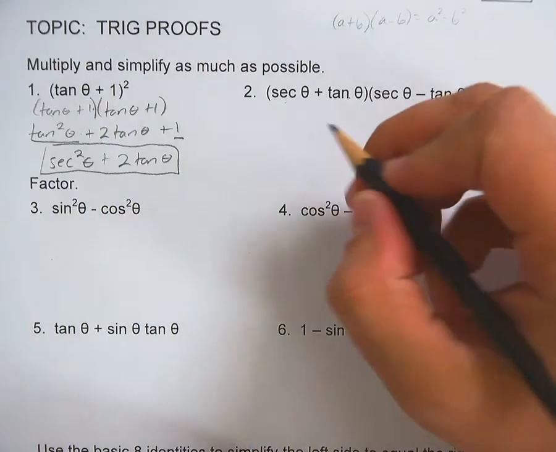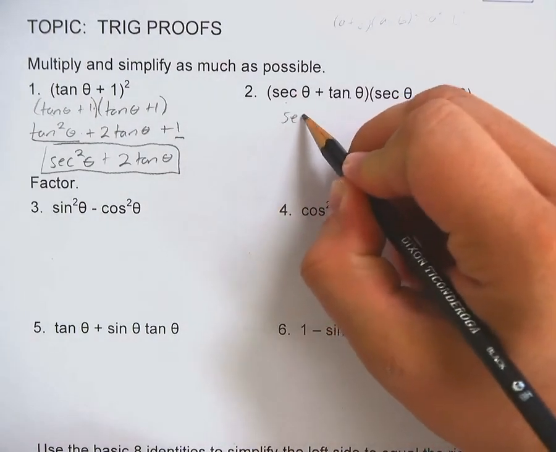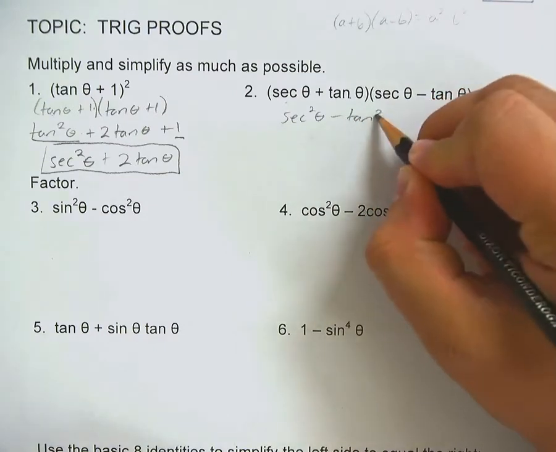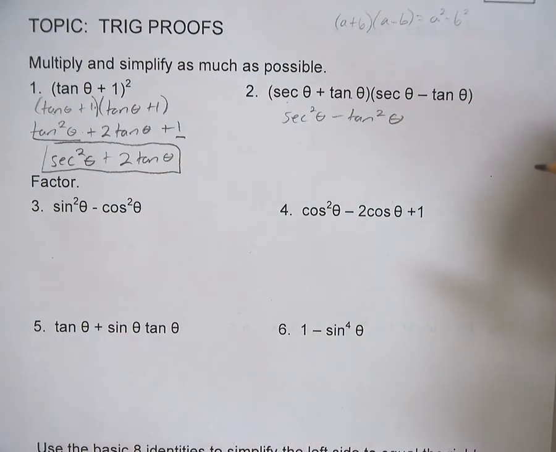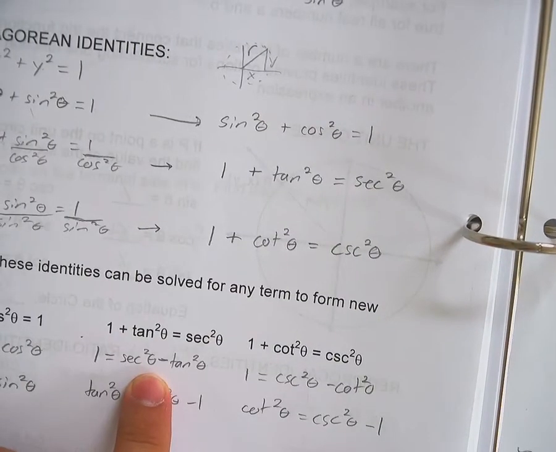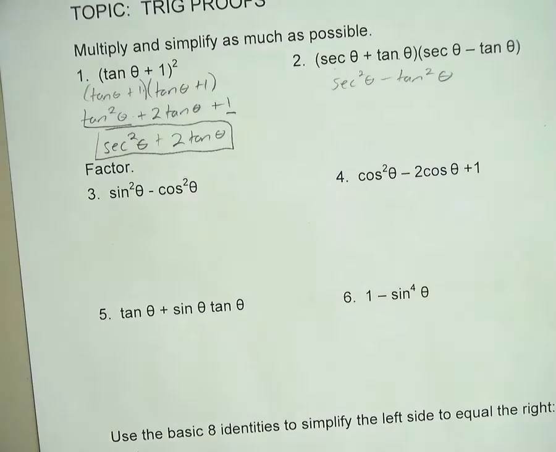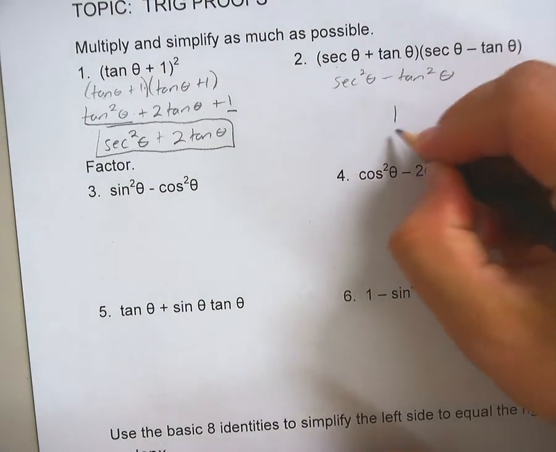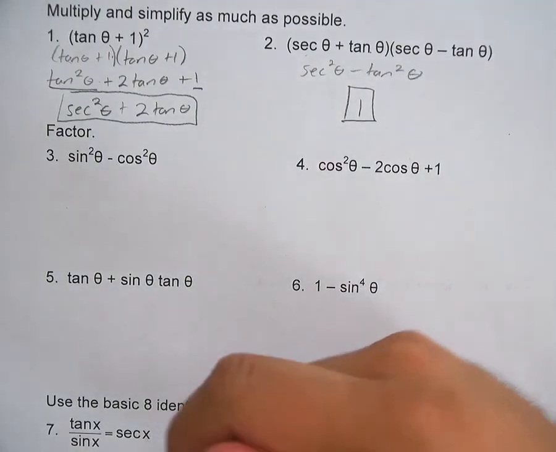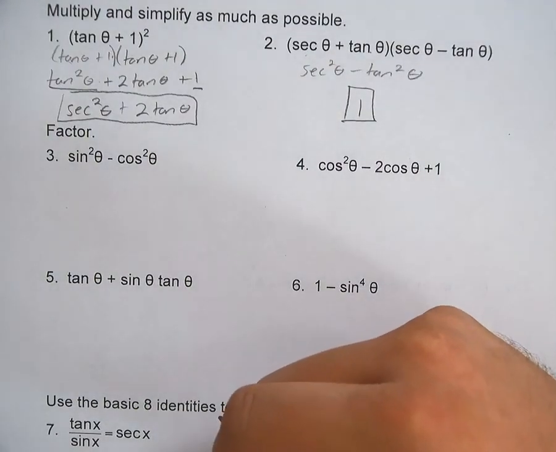So this is going to be secant squared theta minus tangent squared theta. And if secant squared theta minus tangent squared theta is 1, well, goodness, I'll be darned. Okay?